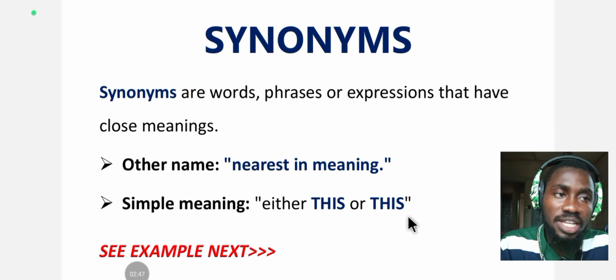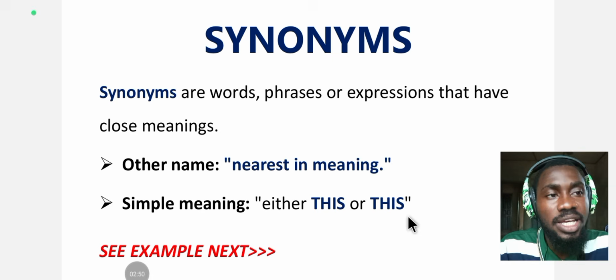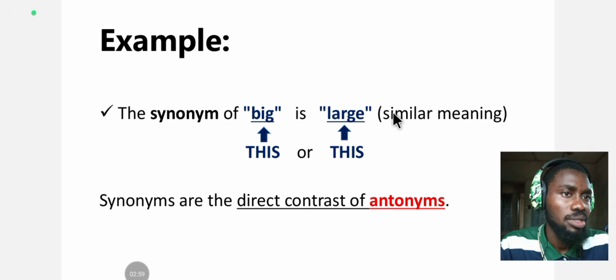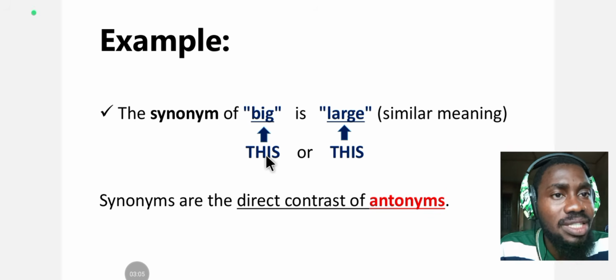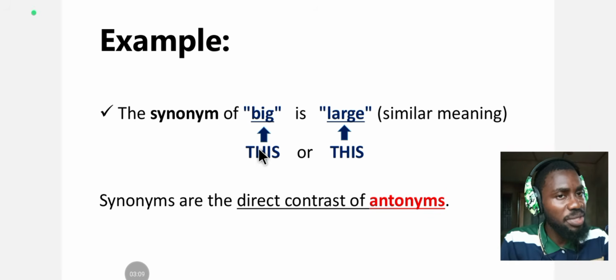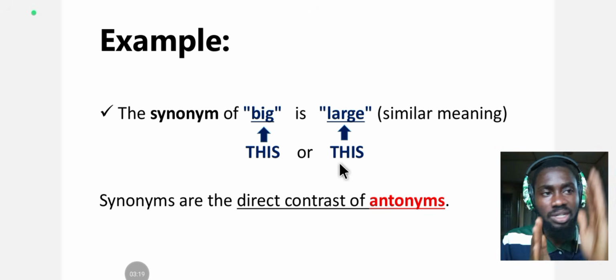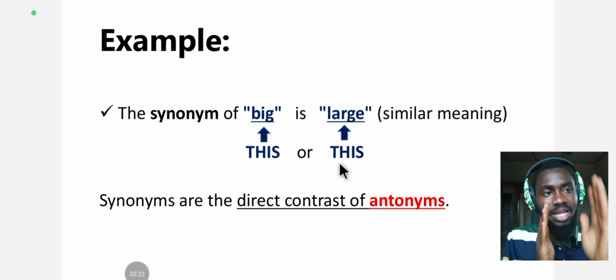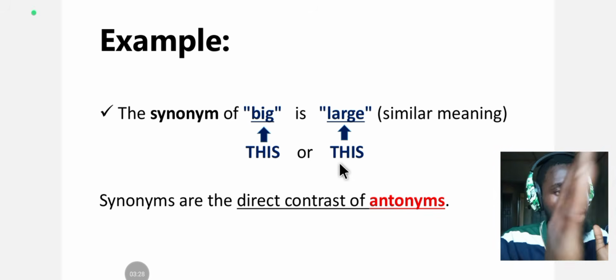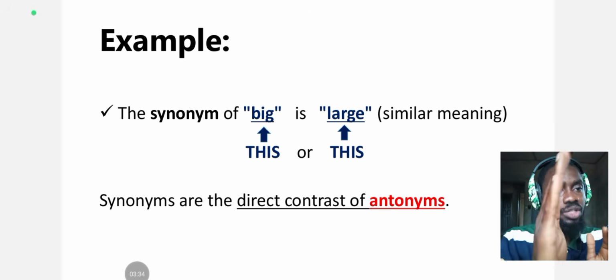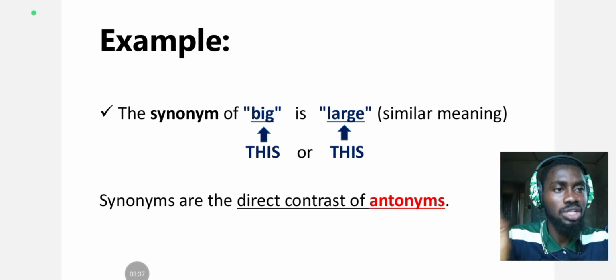So let's see examples pertaining to this explanation. Example: the synonym of big is large. Similar meaning, that's the statement in the bracket. Big is this, large is also this, and in the middle you are saying "or": this or this. They are synonyms. Anyone can be used. Either you use big or you use large. Both of them are close in meaning.